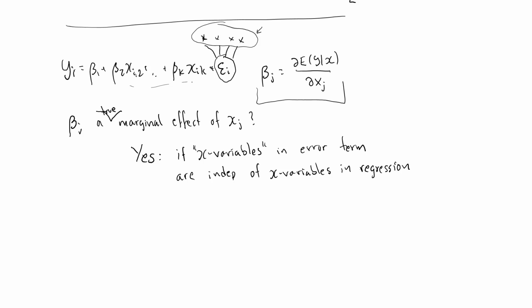The effect of increasing xj by 1 unit, keeping everything in the rest of the world constant. The answer is no, otherwise. If something in the error term is affected by a change in x2, then beta 2 is not a true marginal effect. It's still this one though. You still have this option. You can still view it as the increase in expected value of y if x2 increases by 1 unit and I keep the x variables in the regression constant.